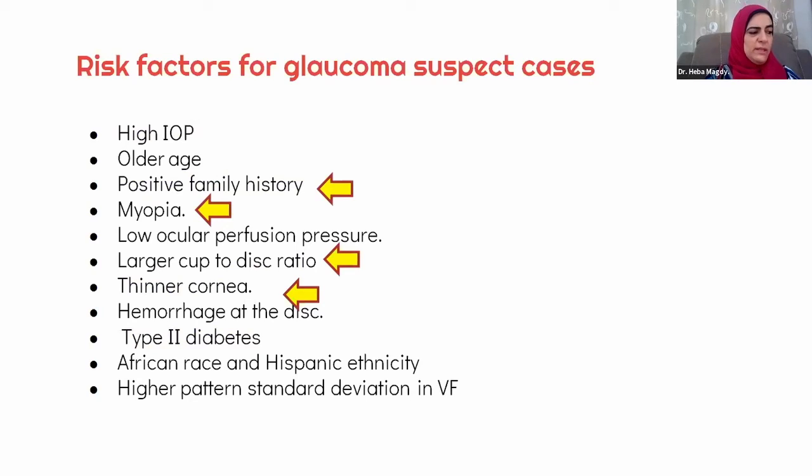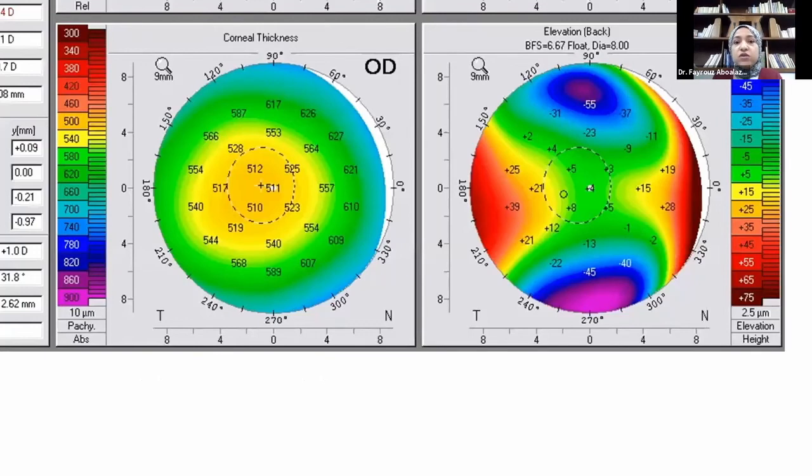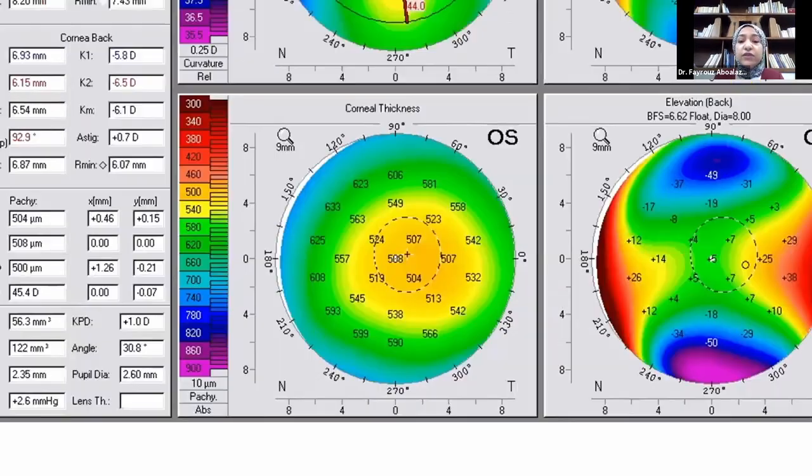Okay, but the thin cornea in this patient might be just induced by the LASIK surgery. Do you have any idea about the central corneal thickness before the LASIK surgery? Yes, this was the central corneal thickness prior to surgery. The cornea was 510 microns in the right eye and 504 microns in the left eye. So he had a thin cornea.